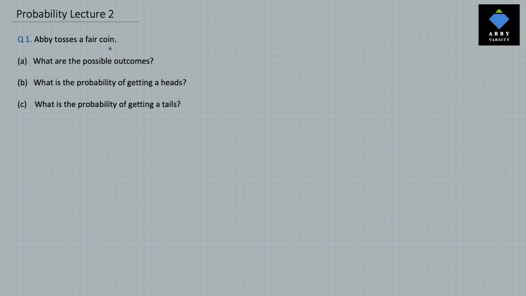Question 1. Abby tosses a fair coin. A. What are the possible outcomes? B. What is the probability of getting a heads? C. What is the probability of getting a tails?